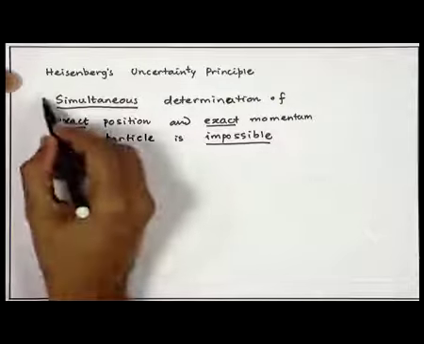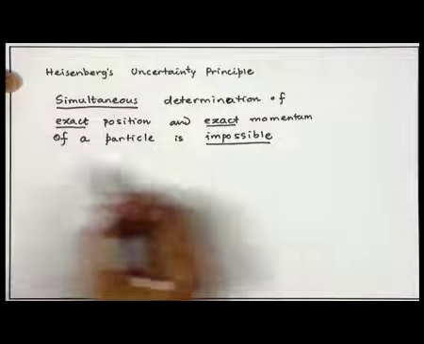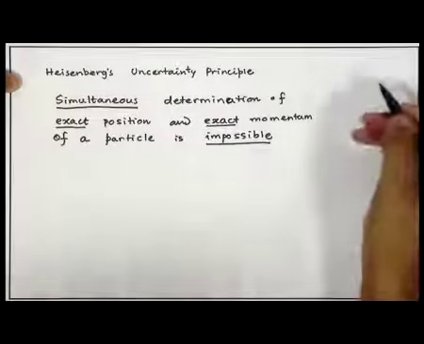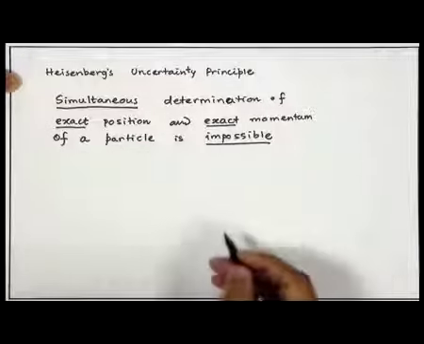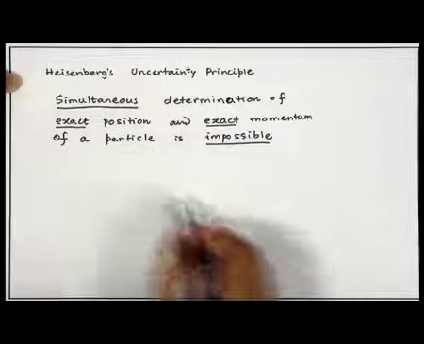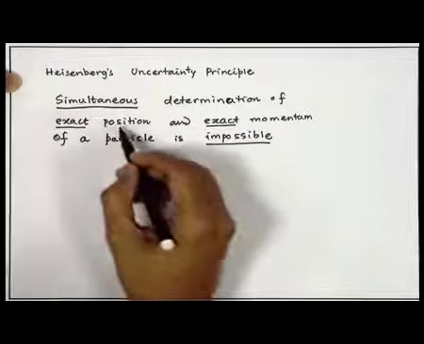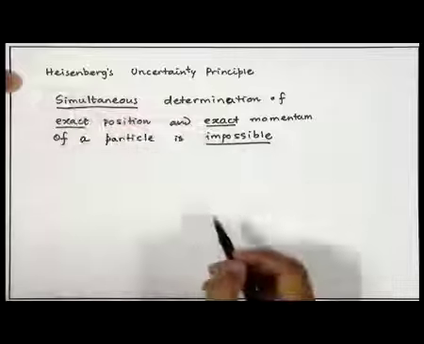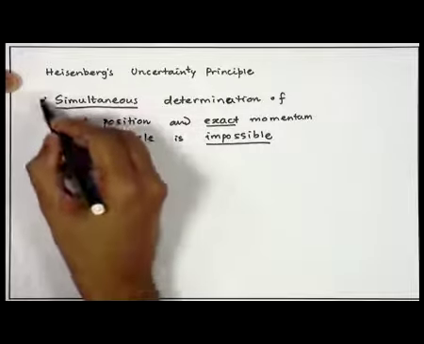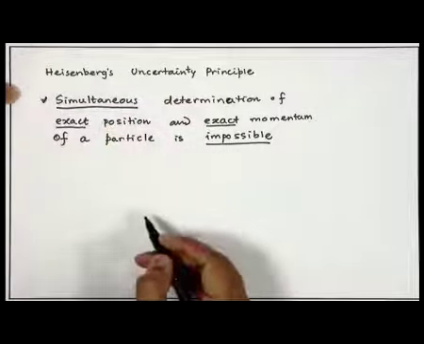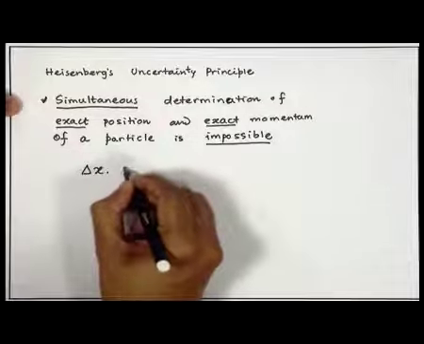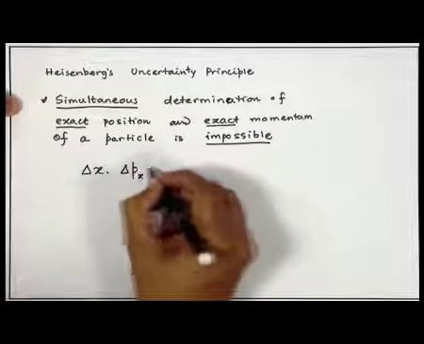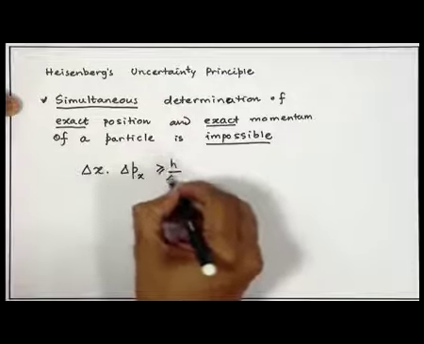So, Heisenberg's uncertainty principle is not an outcome of insufficient instrumentation. That means it is not going to happen that in a future time we will get some instrument using which one can exactly locate the position and momentum of a particle simultaneously. This is the fundamental principle of nature. Mathematically, this is given as delta x multiplied by delta p x, which is greater than or equal to h by 4 pi.